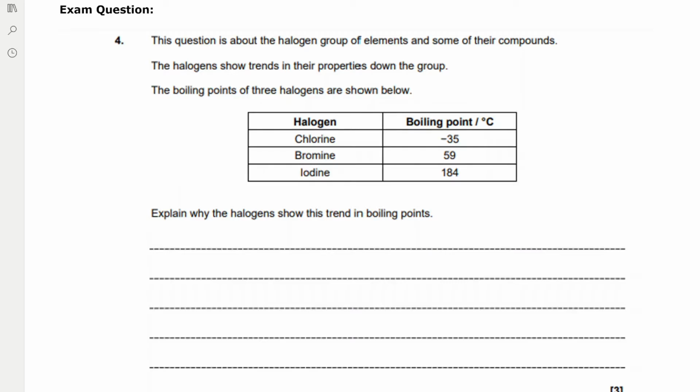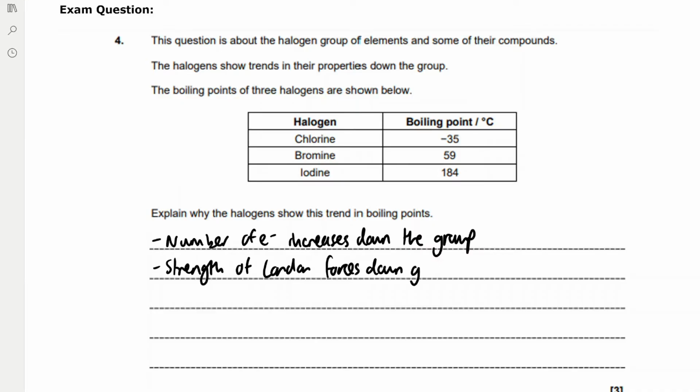This question is about the halogen group of elements and some of their compounds. The halogens show trends in their properties down the group. The boiling points of 3 halogens are shown below. Explain why the halogens show this trend in boiling points. So this is an easy 3 marks if you know how to answer it. So down the group, the number of electrons in the halogens increases. So because the number of electrons increases, the strength of the London forces down the group increases. And therefore the London forces require more energy to overcome down the group.